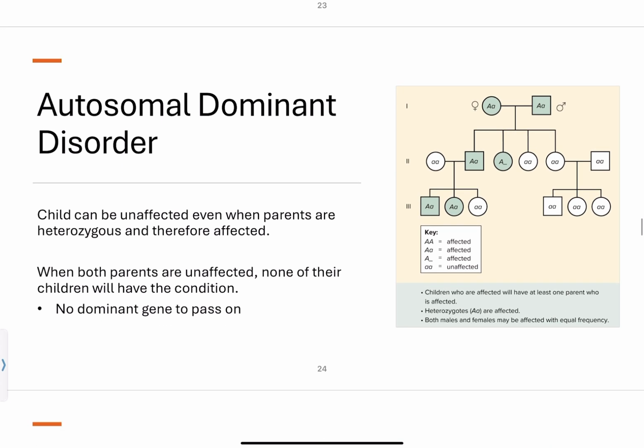On the flip side, you can have autosomal dominant disorders, and these work differently. Just one copy of the dominant allele is enough to cause a disorder. And interestingly, even if both parents are affected, it's possible for some of their children to be unaffected if they inherit two recessive alleles. The way that would be possible is if the parents were both heterozygous for the trait. But if both parents are unaffected, there's no dominant gene to pass on, so all of the children will be fine.